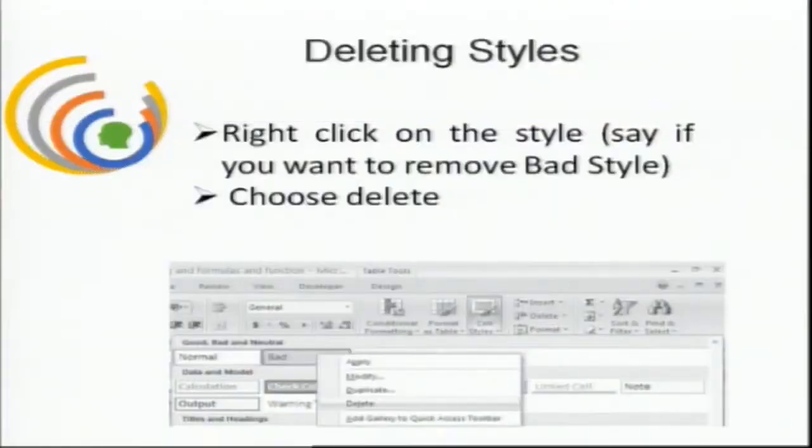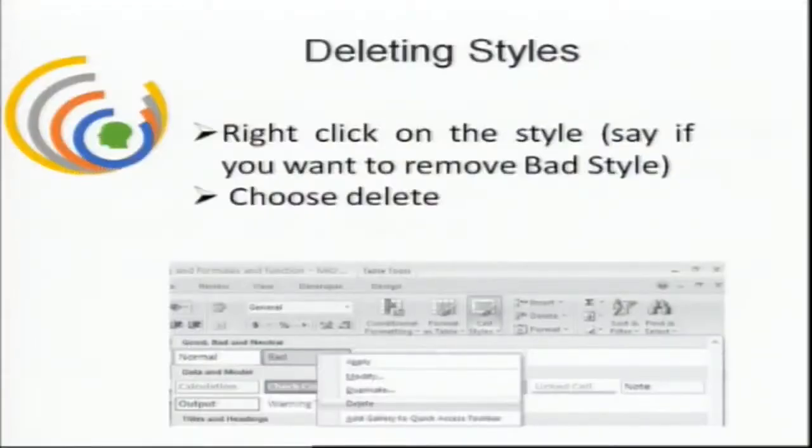Once you have applied the style, sometimes you may feel that the style you have applied is a bad style which you don't want to continue on that particular data. You can remove that style. For that, we just have to right click on the style, then choose the option Delete. Once we choose Delete, the styles applied to that particular cell or range of cells will be removed.